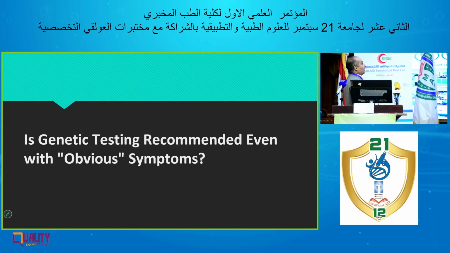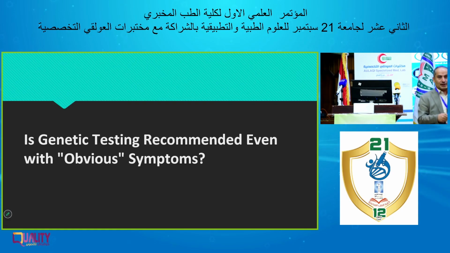Before ending this presentation, I want to ask two important questions. The first question, for the audience: is genetic testing recommended even with obvious symptoms? I mean, if the patient has clinical characteristics of a genetic syndrome like tuberous sclerosis, with telangiectasia, it is clinically obvious, it is tuberous sclerosis. So is it recommended to do genetic testing for this patient or not? Yes or no? Yes, because of the treatment plan.